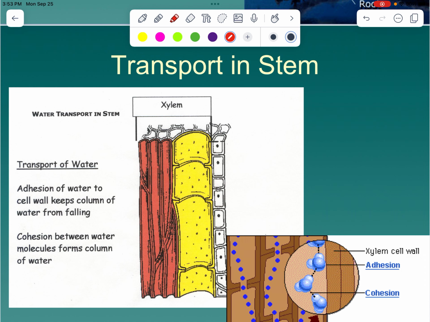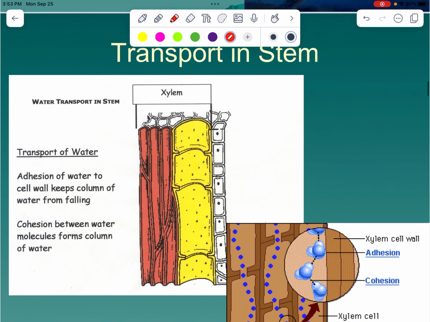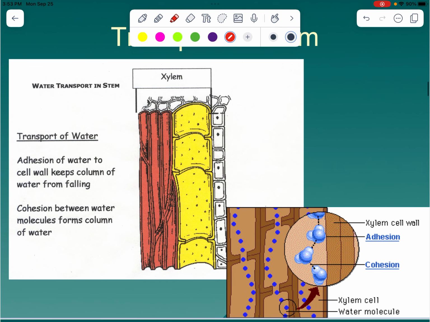Okay, so now we're going to move our way up a little bit. Let's talk about what happens in the stem. So here is a little schematic diagram. And now the type of tubing that's in your stem is called xylem. And xylem is an empty, hollow tubing made up of dead cells. Okay? And this is just a passageway through which water and dissolved minerals can be transported within the plant.